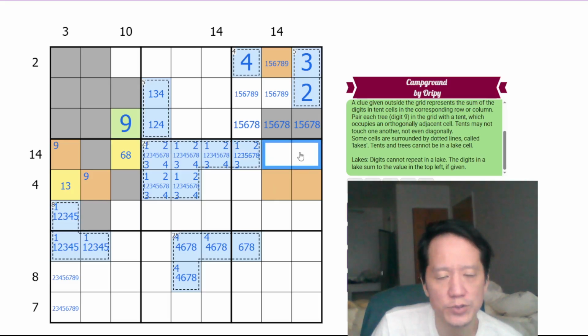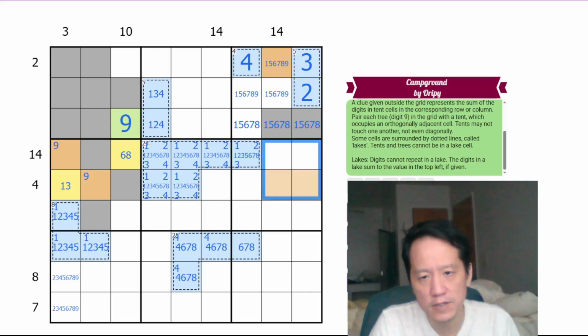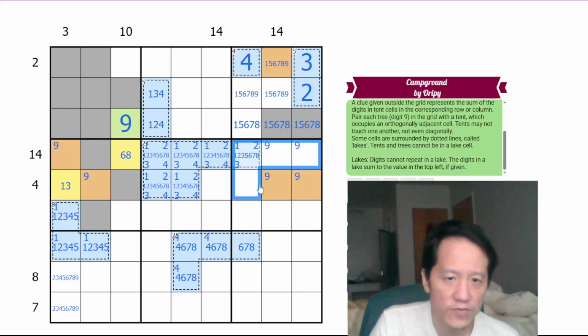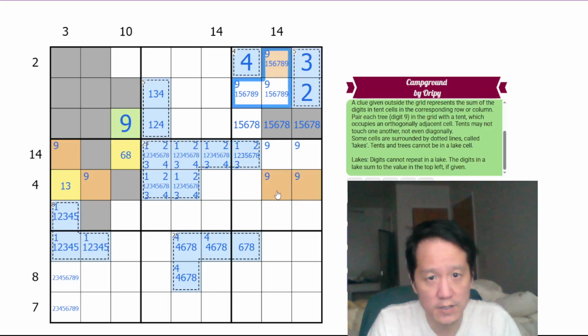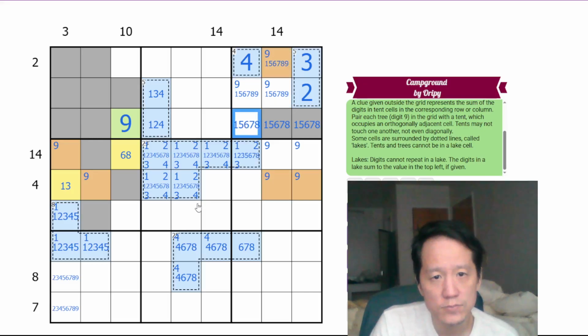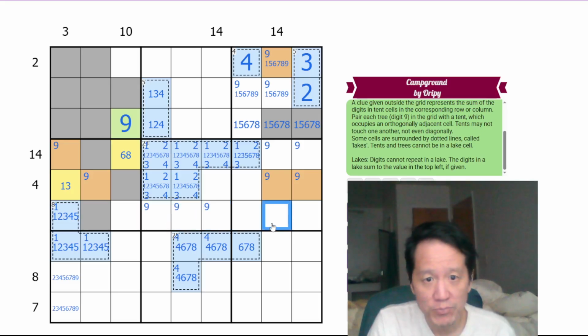One of these 2 is a tree or tent, and it's next to another 9. So one of these 4 is a 9. One of these 3 is a 9. I guess this still could be a tent here. One of these 4 is 9, one of these 2 is 9, which means 9 cannot be in the remaining cells here, so this must be a 9.